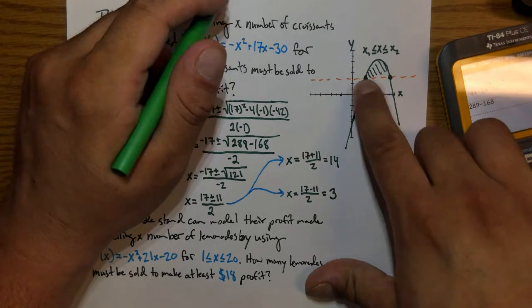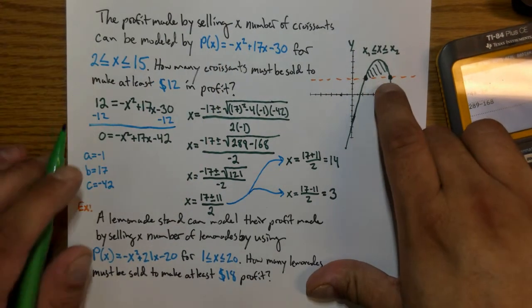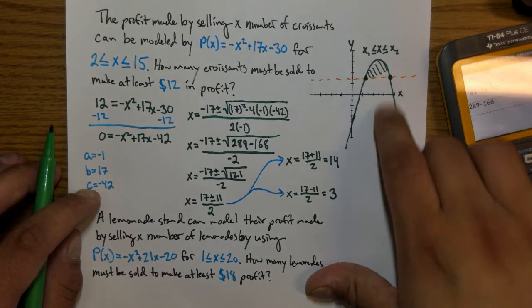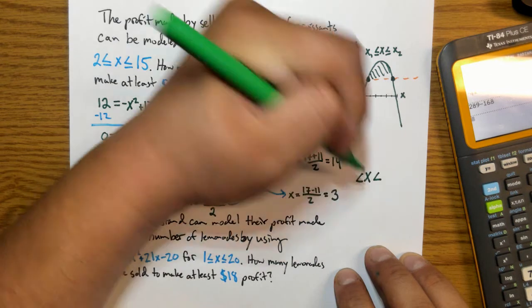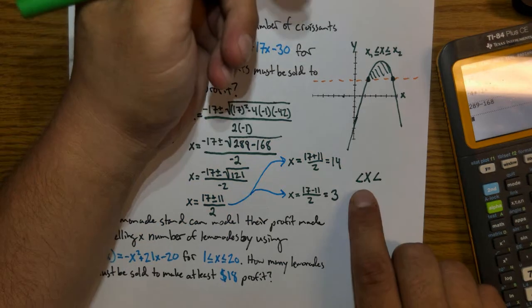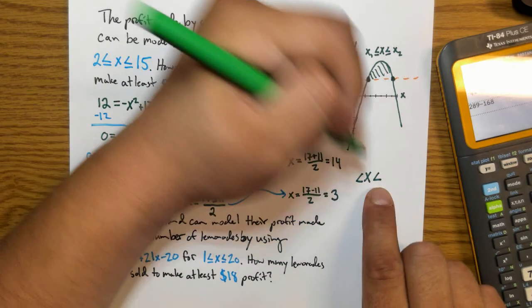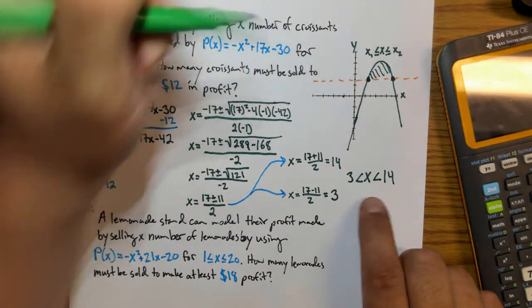So that means in between those two points is where we'll be making profit. So x has to be less than 14, but greater than 3.